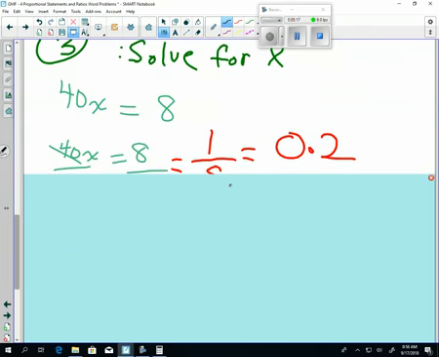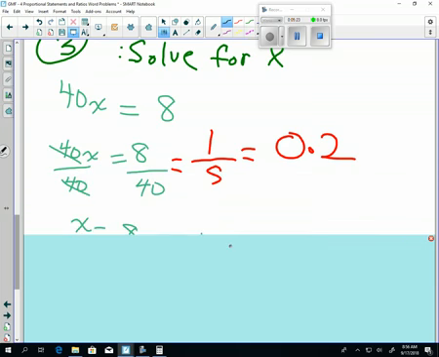We need to find out what just one x is. So like all proportional statements, we need to get rid of that number in front of the x. So we have to divide by 40. Whatever we do to one side, we have to do to the other. So I have to divide the 8 by 40 as well. The 40s cancel out, so it equals 8 over 40. We can reduce that to 1 over 5.